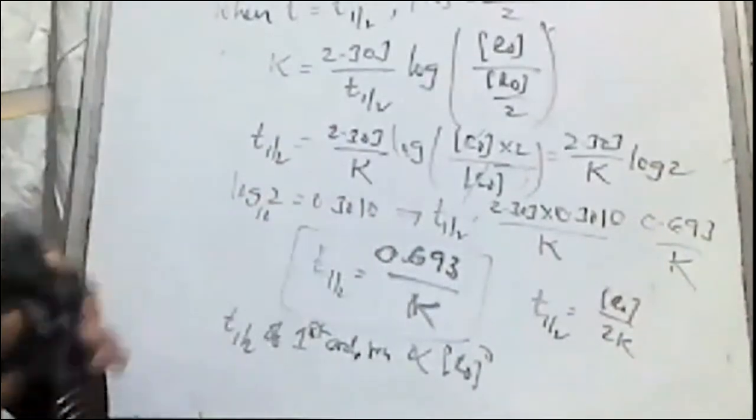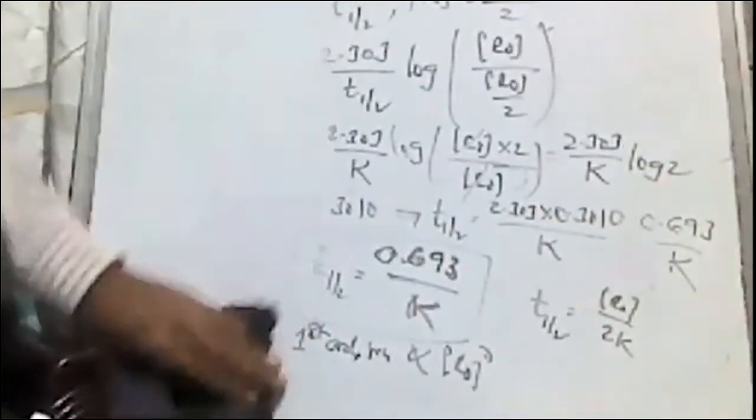So t half is equal to 0.693 by k. So this is the expression for the half-life of a first order reaction. Now we need to see some plots related to the first order reaction, graphs or plots related to the first order reaction.